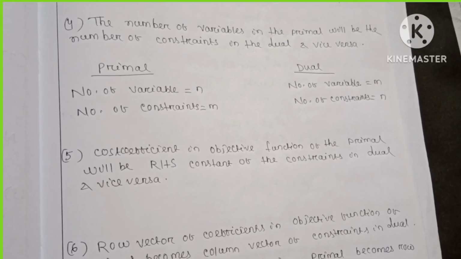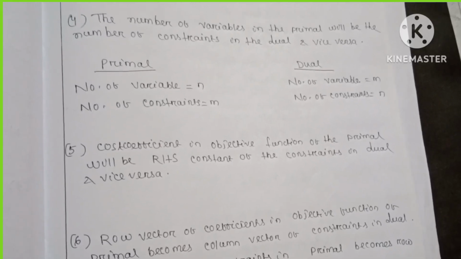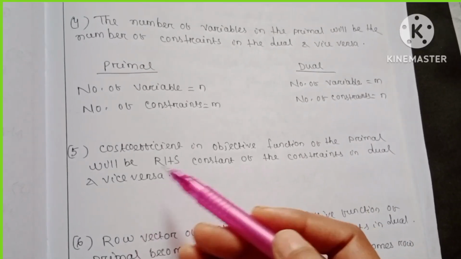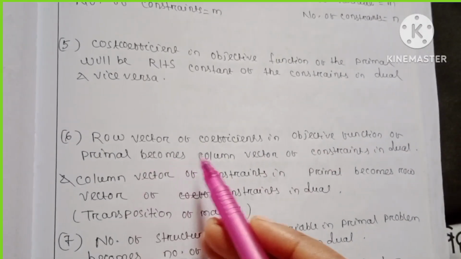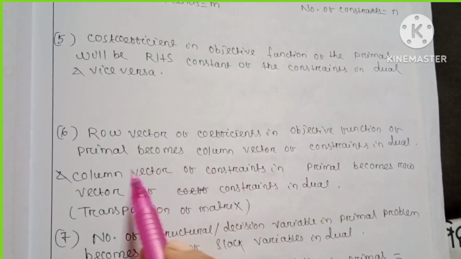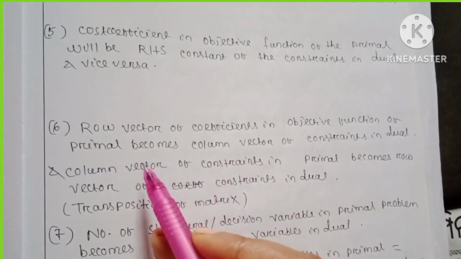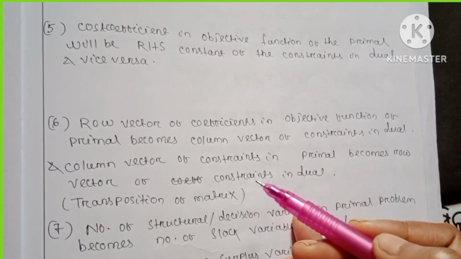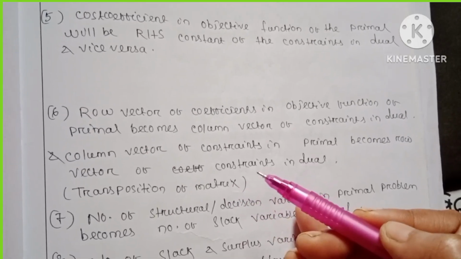The next step is the cost coefficient in the objective function of the primal. This will be the right hand side constant of the constraint in the dual, and vice versa. Then the next step is the row vector of coefficients in the objective function of the primal becomes the column vector of constants in the dual, and the column vector of constants in the primal problem becomes a row vector. That means transposition of a matrix.